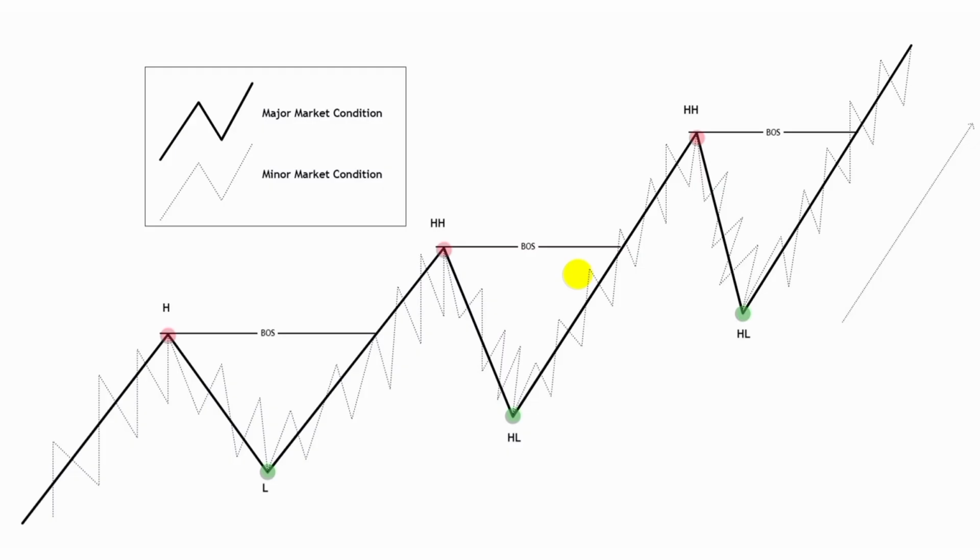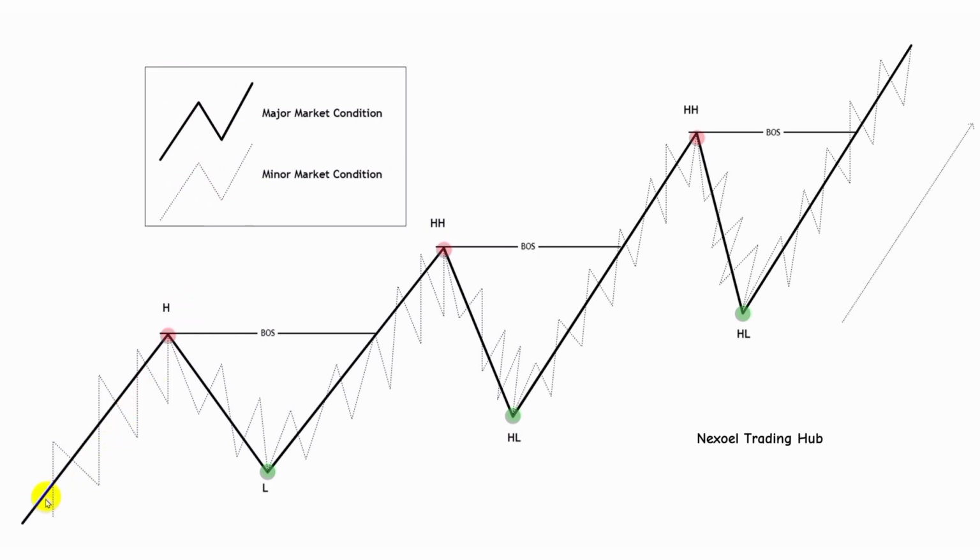So guys, let's actually look at a bullish market condition to understand the fractal nature of price delivery. You can see that this symbolizes the major market condition, and this symbolizes the minor market condition. Basically, this signifies a higher time frame market condition, and this signifies a lower time frame market condition. The higher time frame could be daily, the lower time frame 4 hour. The higher time frame could be 4 hour, the lower time frame 1 hour.